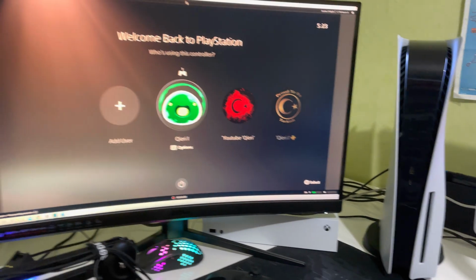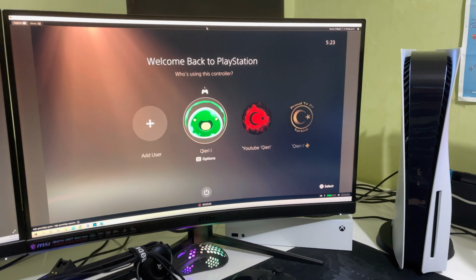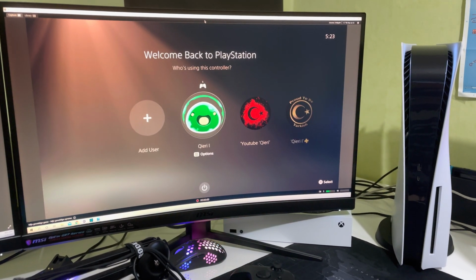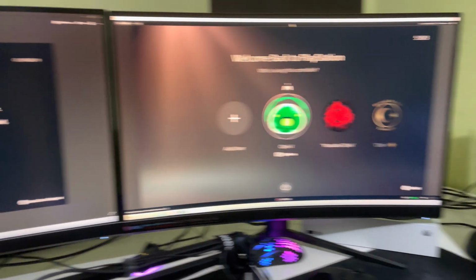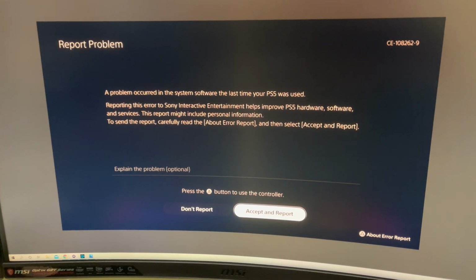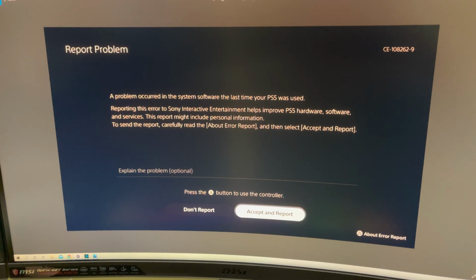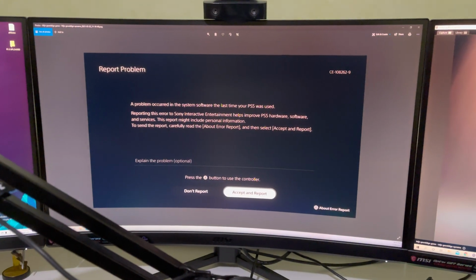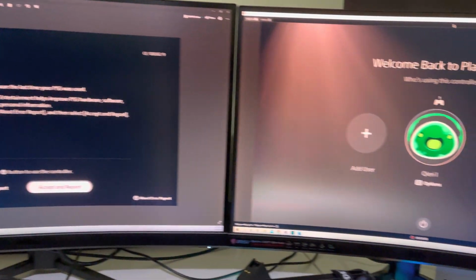And this is just for people wondering, should I get a disc version of the game? Don't get it, guys. I'll tell you right now, because it causes a lot of problems like this. Every time I put my disc in my PlayStation 5, it gives me this problem over here. Not every time, actually, but a couple of times. And it's quite annoying. And this is just a screenshot that I took.